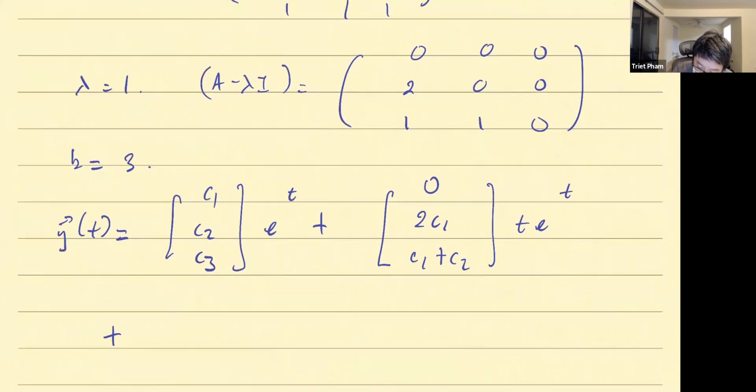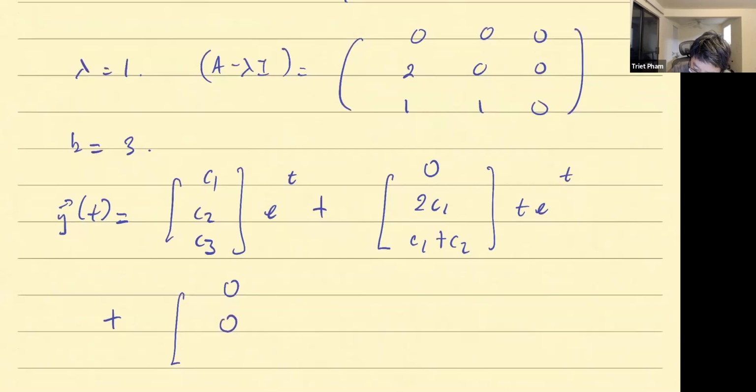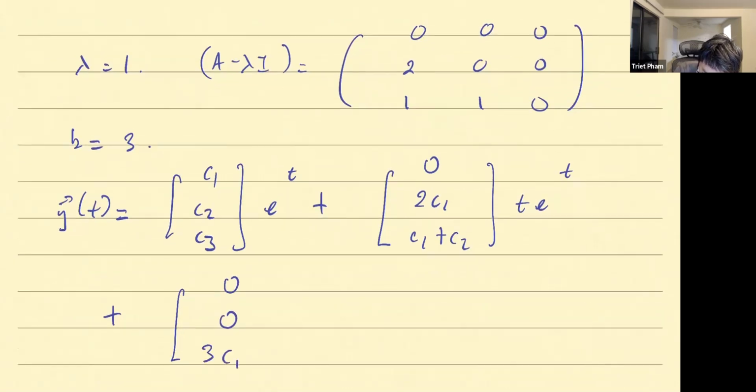Okay, so what is that then? Then I think the top is still 0. The second one will be 2. Hold on, am I right? Yeah, the top is 0. And then you got 0 here, and you got 3c1 plus c2. That's interesting. Then this one will be t squared over 2 e to the t.